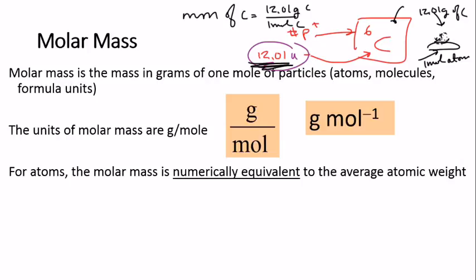And to make sure we're on the same page, that 1 mole is 6.022 times 10 to the 23rd carbon atoms. Does that make sense? So molar mass for the elements, you just pick it off of the periodic table.